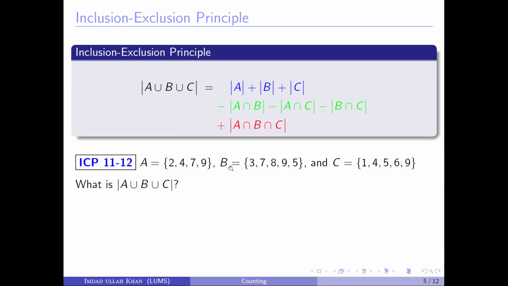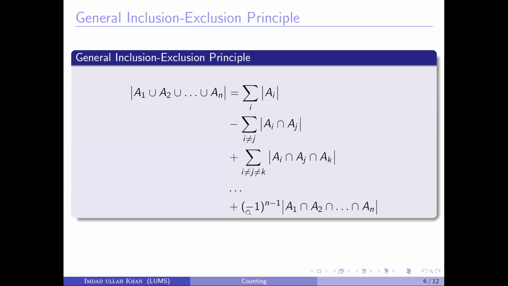So if you apply this principle on this ICP, again, take a small pause in the video, try to solve it on your own. So you will add the individual cardinalities, then you will find the cardinalities of all those pairwise intersections and the overall intersection, and you'll manipulate them to find the answer.